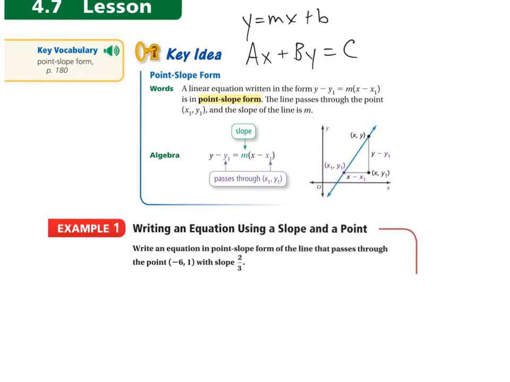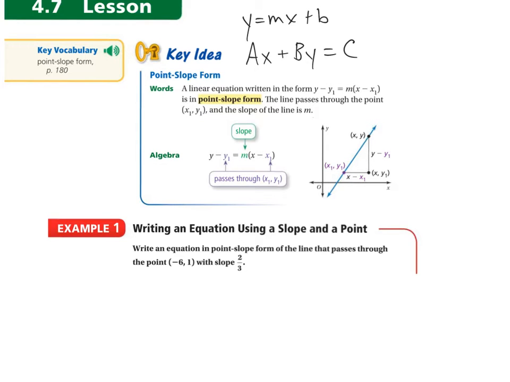So the form is y, which is one of the numbers that you can put in there. This y stays, and then it passes through a point x, y. So either one of these, they used this point for example. So this x value went here, this y value went here. Don't worry, we'll explain it further.